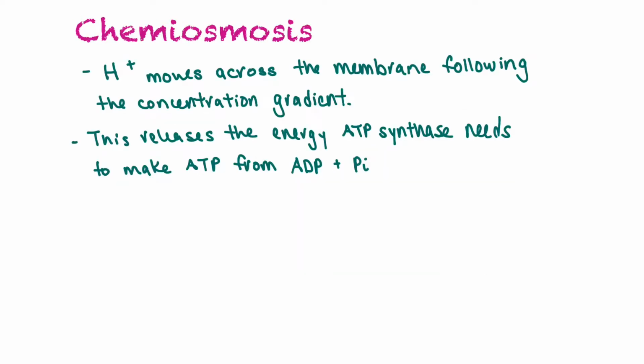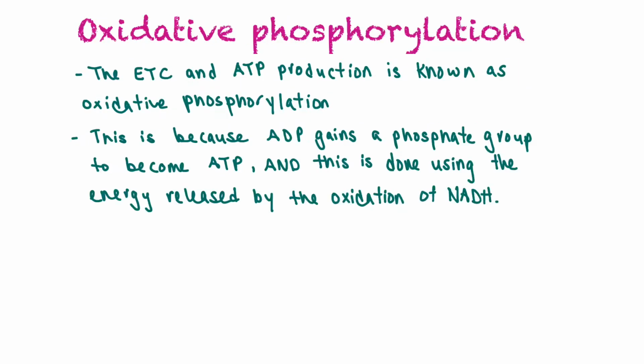This process is sometimes called chemiosmosis. So hydrogen ions moving across the membrane following the concentration gradient will release the energy the ATP synthase needs to make ATP from ADP and inorganic phosphate. And that's what chemiosmosis means.